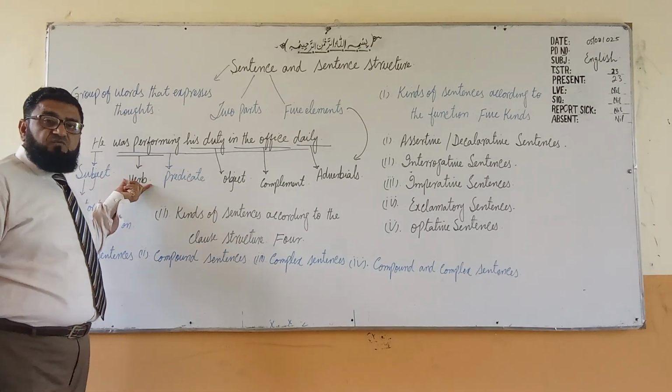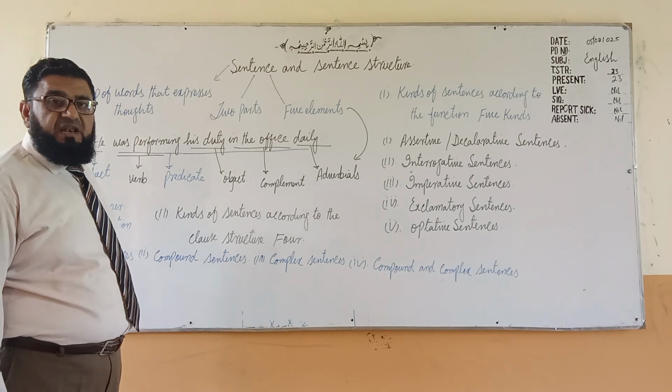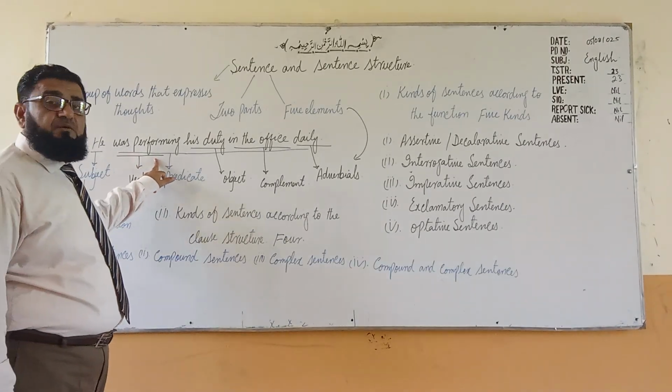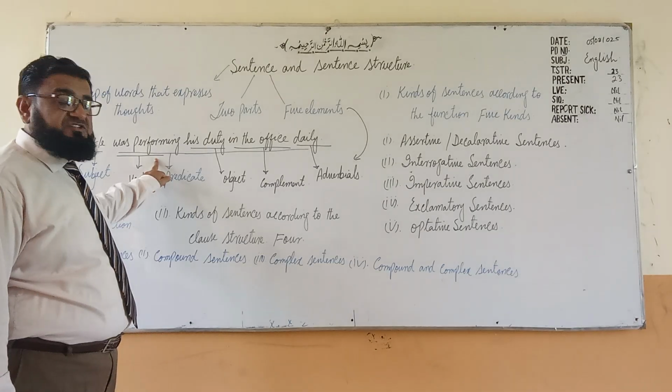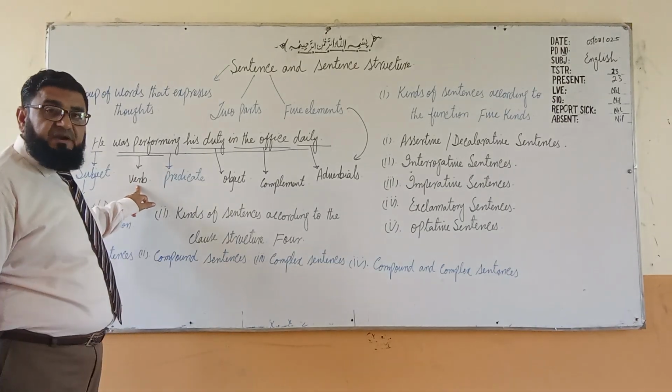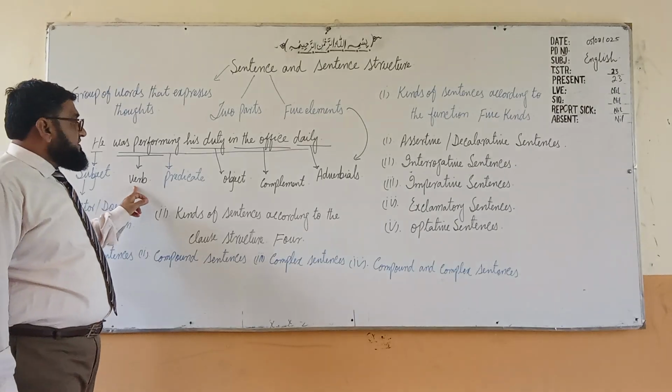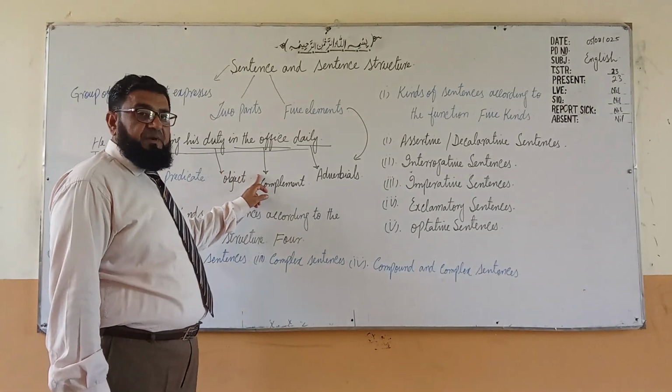And the verb is called predicator as well. It is the part of the predicate, and it is a very important word within the predicate. Therefore, it is called predicator. So the verb is called predicator. The rest are object and complement.